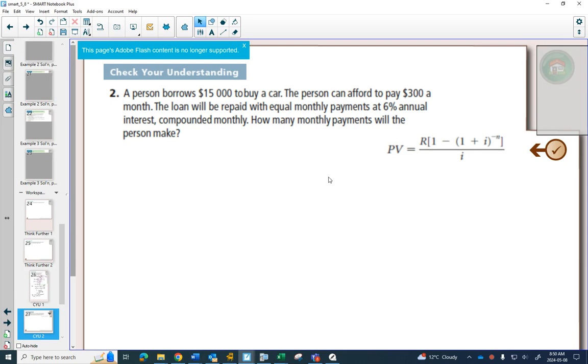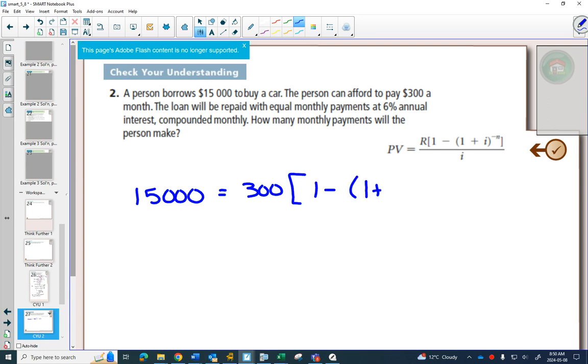So a person borrows $15,000 to buy a car, and the person can afford to pay $300 a month. Monthly payments, 6% annual interest compounded monthly. How many monthly payments will the person make? So the present value in this formula is the value of the car. You owe $15,000 to the car company or to the car dealership to buy this car. You can afford to pay $300 a month. Interest rate is 6% compounded monthly.